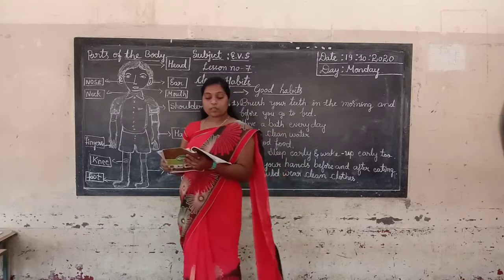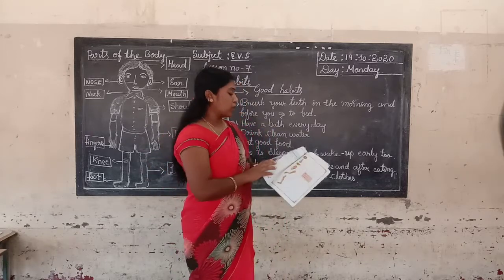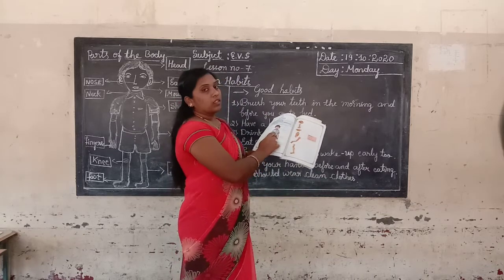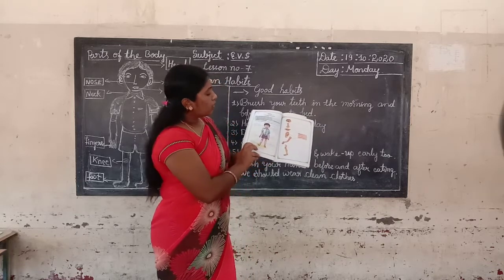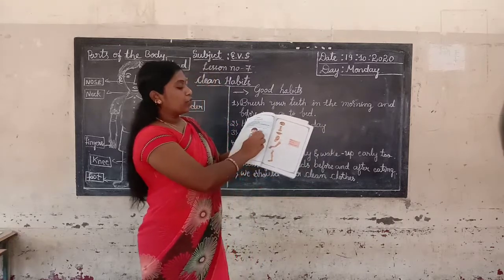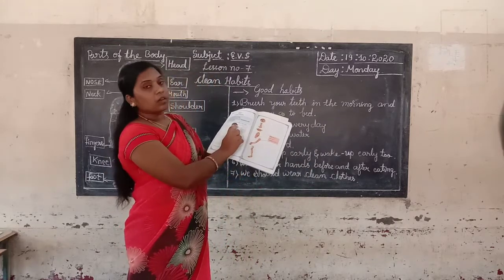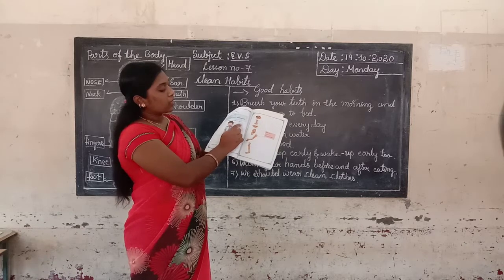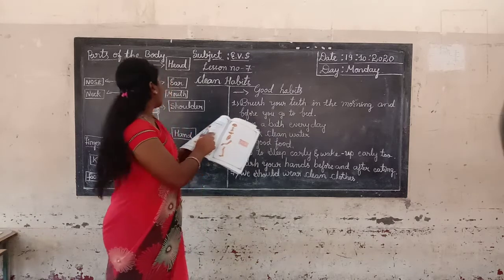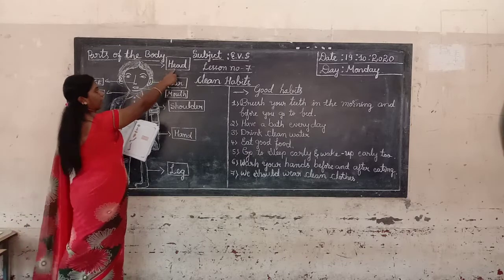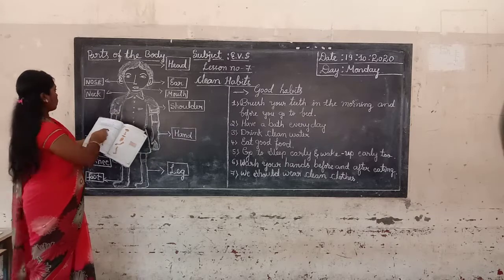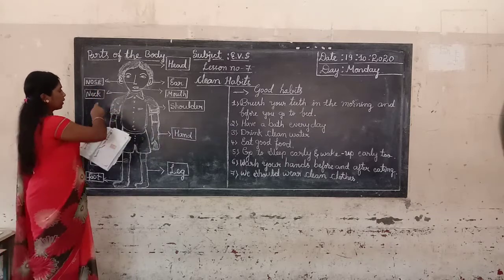Here are given some pictures. What is that? Write the correct part of the body in the box. Students, you also fill in the correct parts of the body, fill in the blanks. What part is it? Yes, it is head. Then here, you fill mouth. Head, ear, mouth. Then what is this? Yes, nose. Then neck.